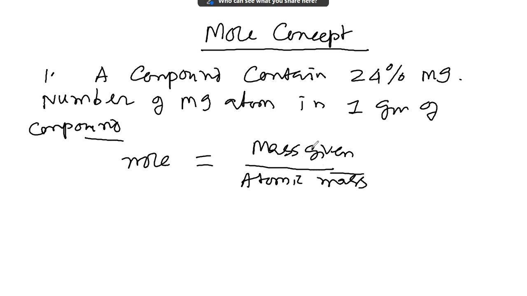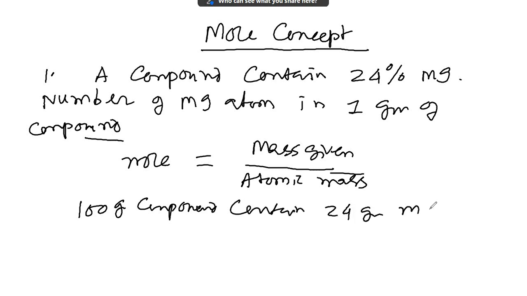আমরা প্রথমে মোল বার করব। মোলটা কি করে বার করব? যে মাসটা দিয়েছে বাই অ্যাটমিক মাস। As the element given is magnesium, atomic mass of magnesium is 24. 24% means 100 gram compound contains 24 gram magnesium. So 1 gram compound contains 24 by 100, that is 0.24 gram magnesium.